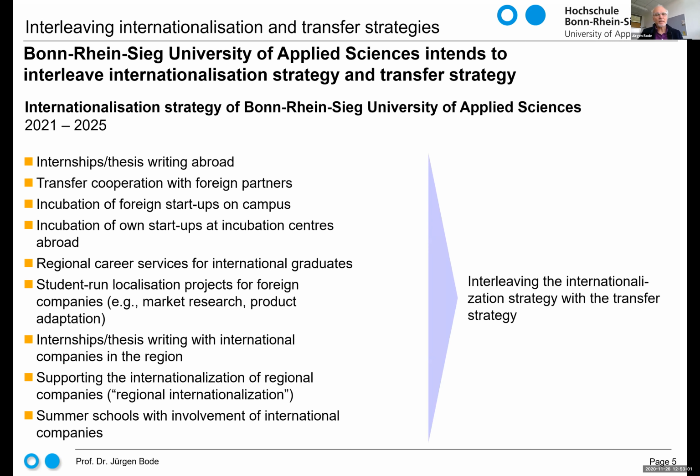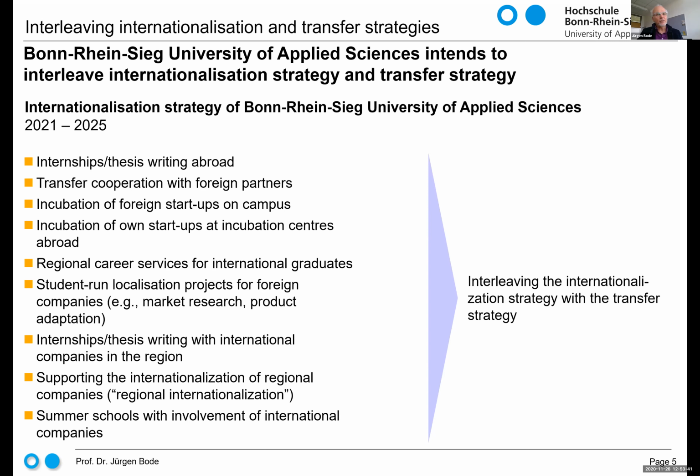So how could this be accomplished? For instance, we can do internships abroad. We can do thesis writing abroad. So we can send students to companies and other organizations abroad and do the very same thing that they have been doing in the past with companies and institutions in our region. We can find foreign partners to do transfer cooperation in the field of research. So we can do joint research with foreign partners.